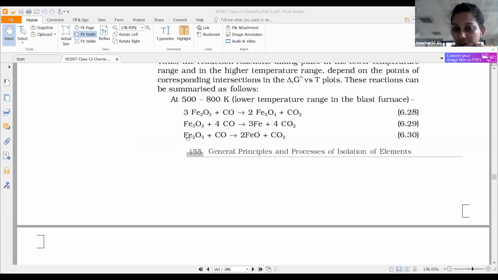The third equation is there, right? This is the actual method for the conversion of complicated oxide to the simplest oxide. So this is the third main A process. The last one is the third main A process.